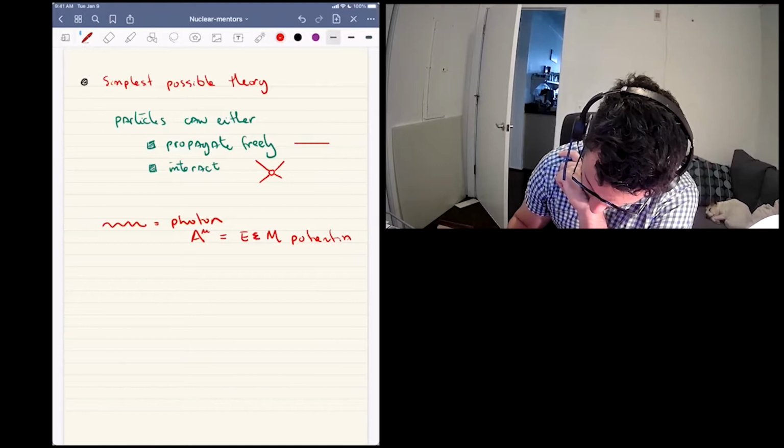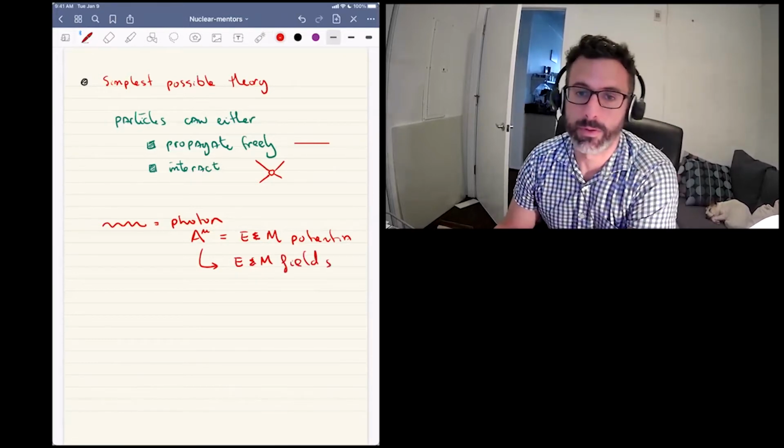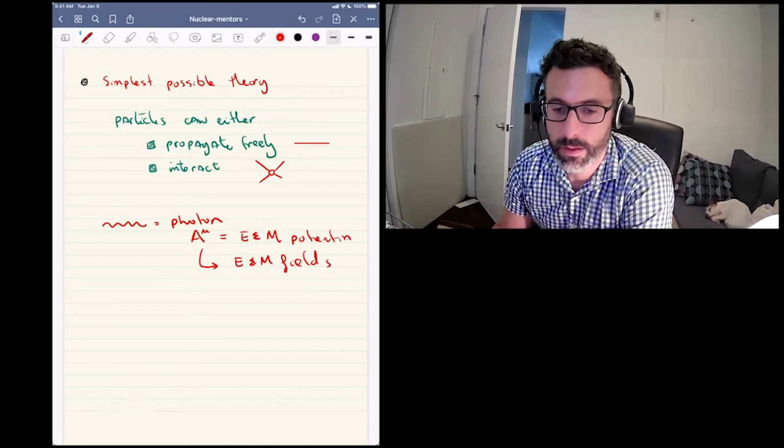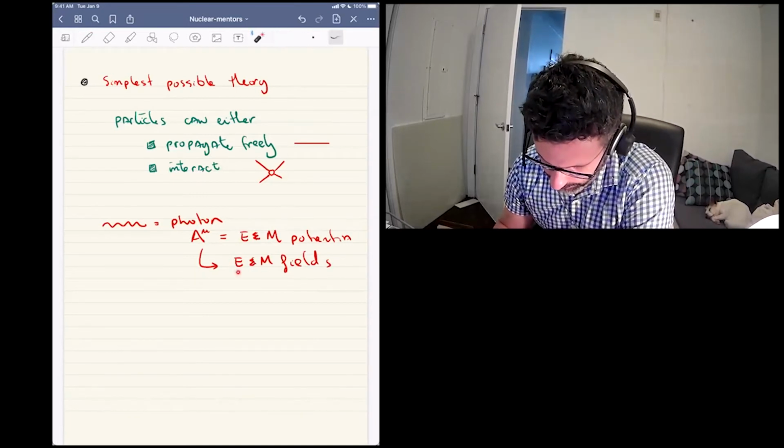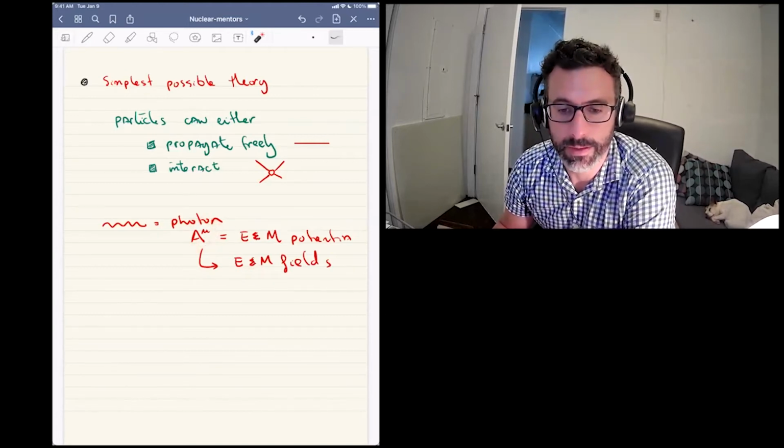So, from which you can get the electromagnetic fields by just applying Maxwell's equations. And so you can construct the electromagnetic fields from the potentials, which is the fundamental object that appears in electricity and magnetism.